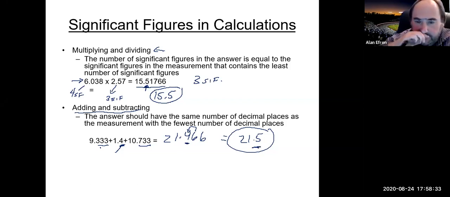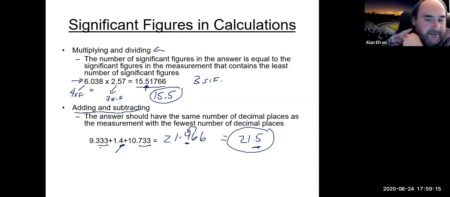The idea behind this is pretty simple. It's always the least. So multiplying and dividing, least number of significant figures, adding and subtracting, least number of decimal places. And the idea behind it is the one with the least number of sig figs or the least number of decimal places essentially is your worst measurement. So your answer is only as good as your worst measurement, like that old saying, right? You're only as strong as your weakest link. And so your worst measurement is your weakest link in that calculation, and that basically determines how your answer should be given in terms of significant figures.